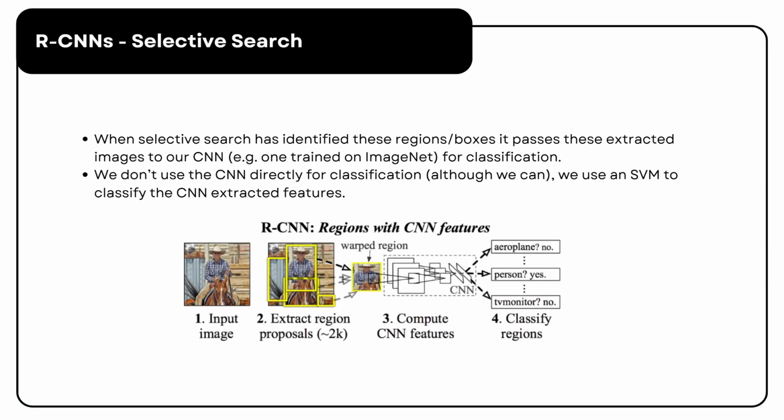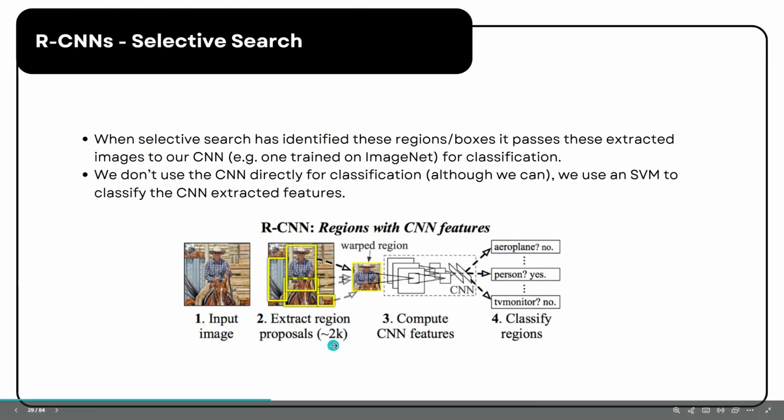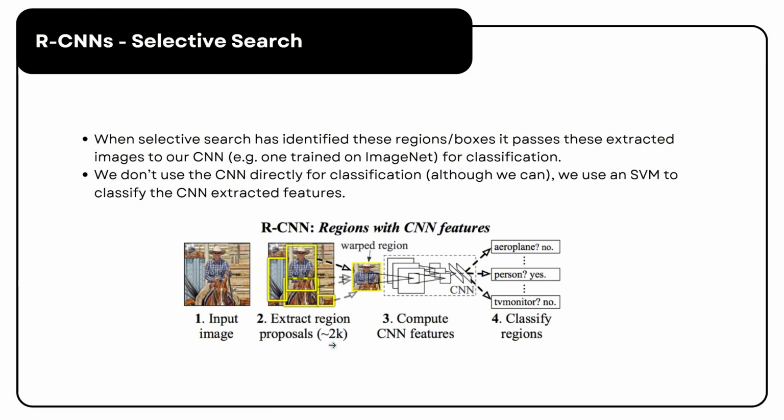So now that we have discussed how selective search proposes regions, let's continue with what happens next in the RCNN pipeline. Selective search identifies potential regions, usually around 2,000 per image. These are then passed into a convolutional neural network.